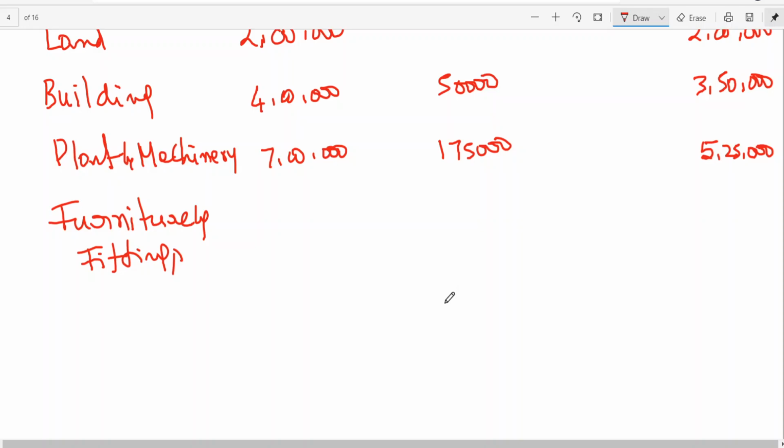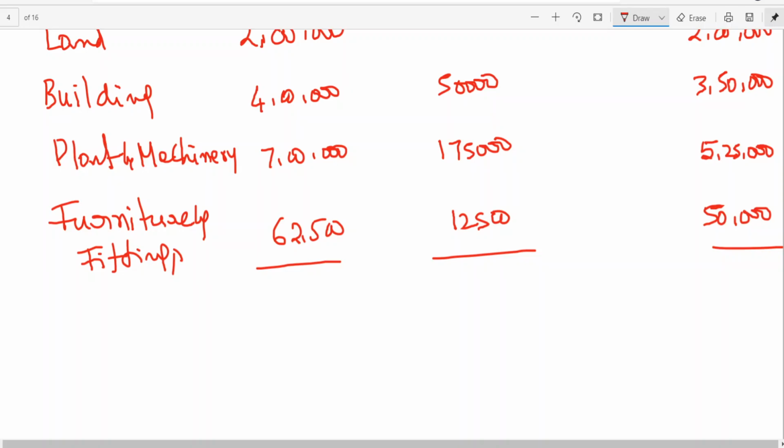So is the case of furniture. Furniture costs 62,500 given in the problem. And what is the book value given? 50,000. The difference is how much? 12,500 is taken as the balancing figure. That's it. This is called disclosure. Now, if you want, you can go for the totaling of it.